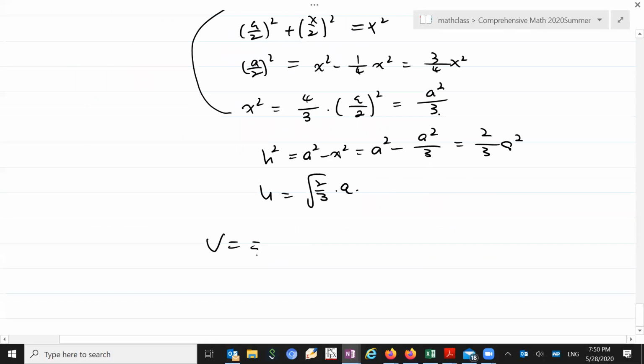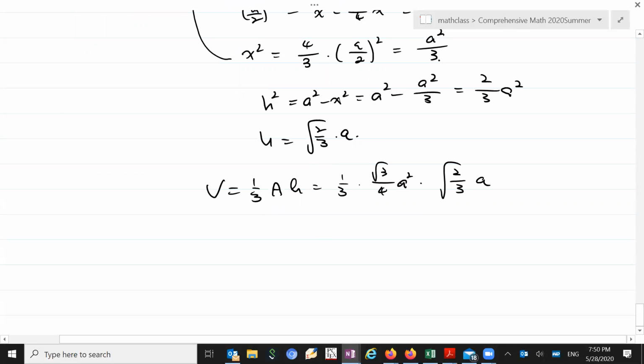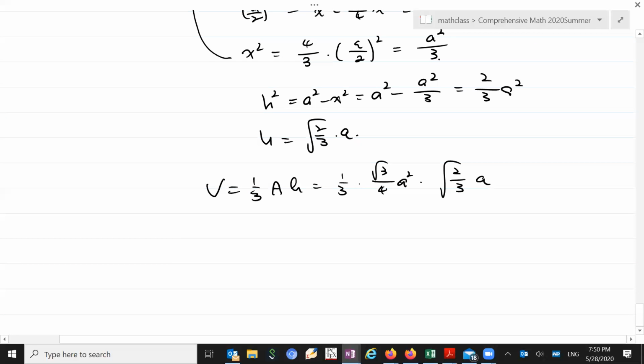Then the volume is 1/3 of A times H, where A is the area of the base. And H is going to be square root of 2 over 3 times A. Okay, so now let's simplify it. I think square root 3 is gone. And that is the answer.